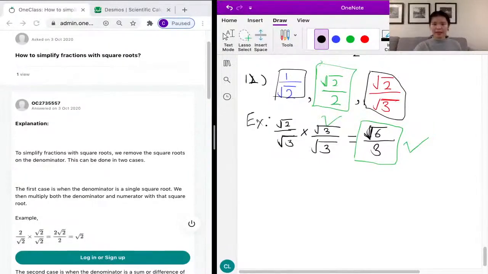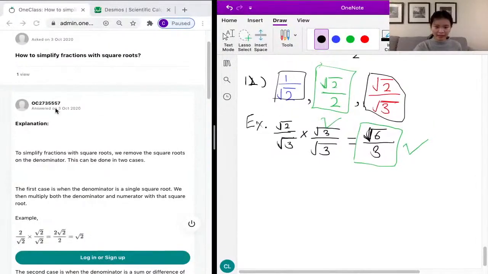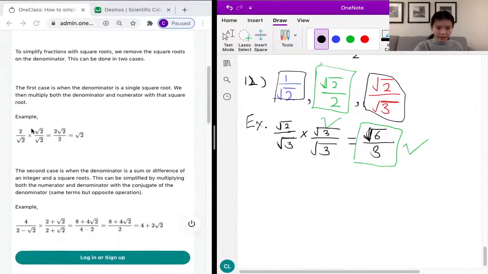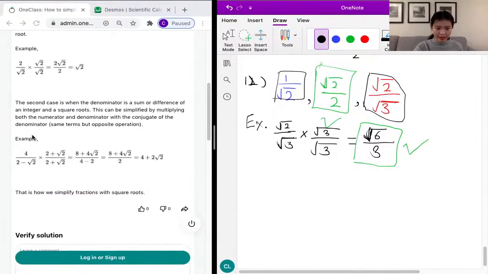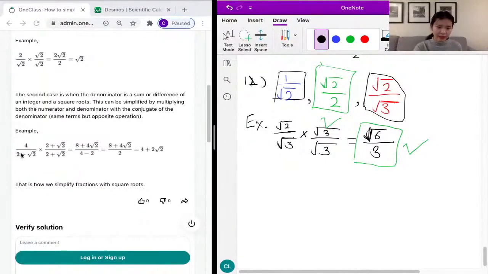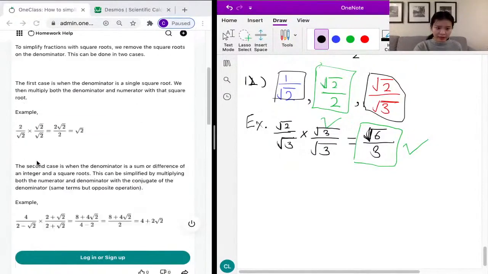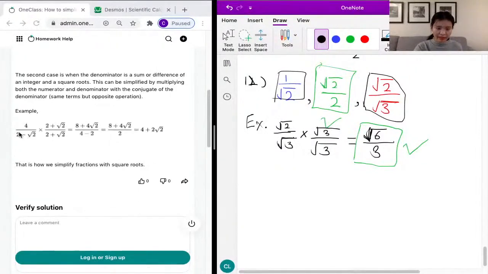Now let's look at the explanation given in the sample solution. Again, they did a similar example as ours. They also did another example like this. This is actually another case, where you have two numbers, one of them is an integer, the other one is a radical, and you just multiply by its reciprocal. So basically you multiply by 1, where the top and the bottom are both the denominator of the original fraction.